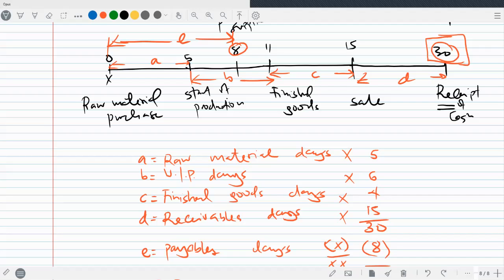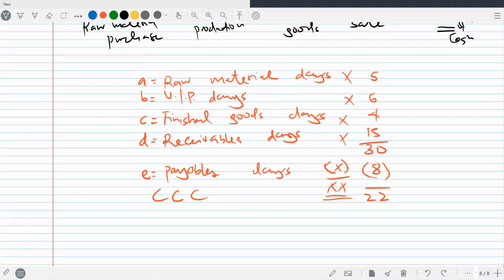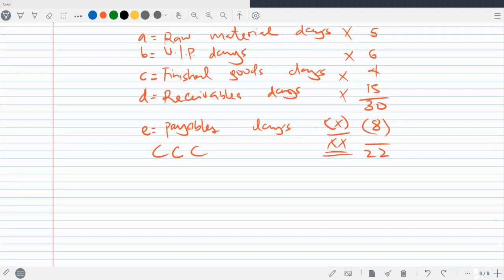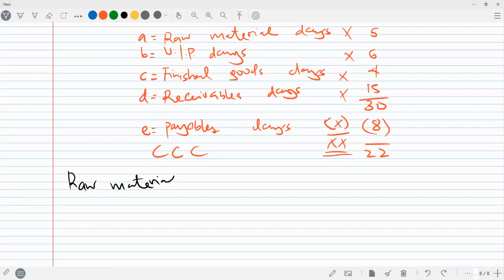Yes, okay. Now the question therefore, how do we get the days for material? The material days is equal to the raw material investment, that is the amount of raw material the company holds at any point in time. Okay, we divide by the total purchase in the year.